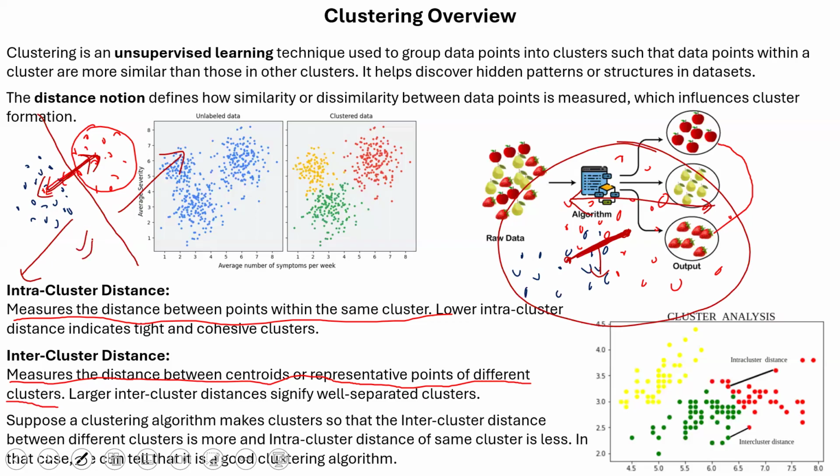Whereas in this case, the distance between the points within the cluster is very less. When you keep on decreasing the intra-cluster distances, they all confine to a very small circle. And when you take the other circle, they will confine to a very large space.